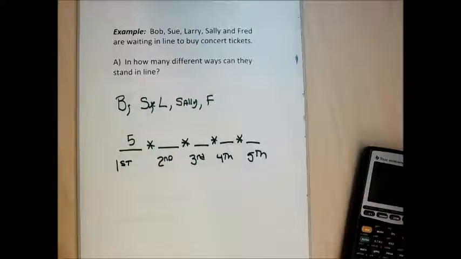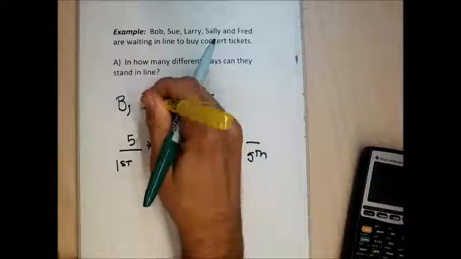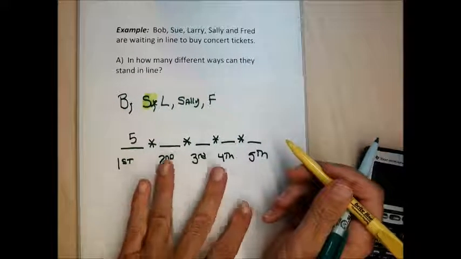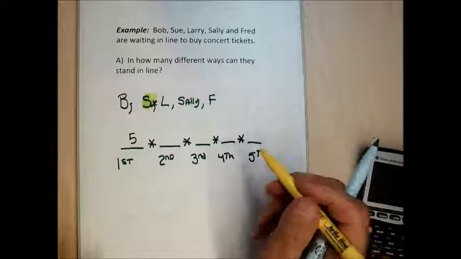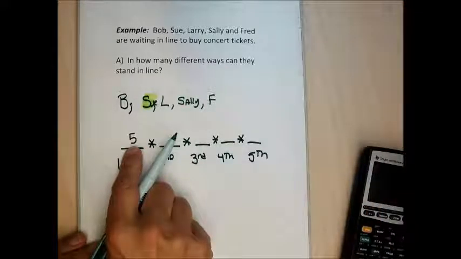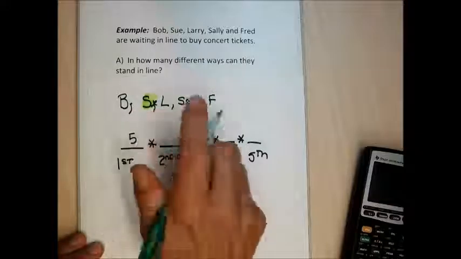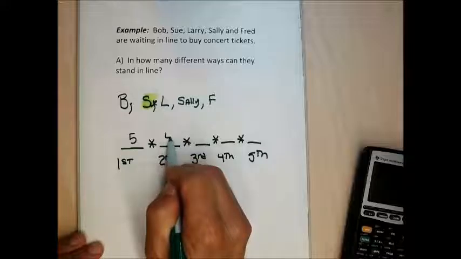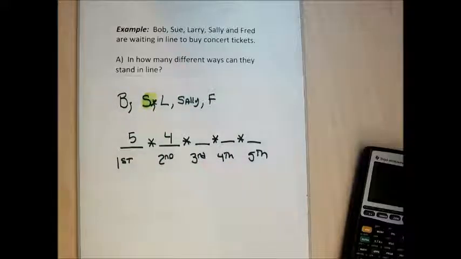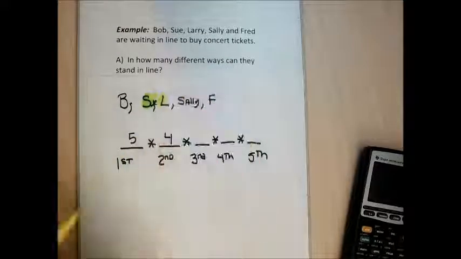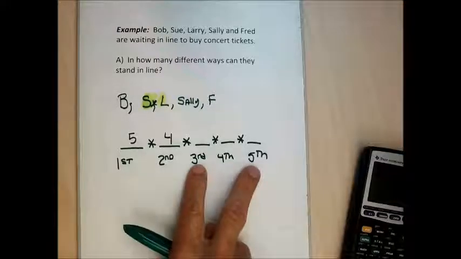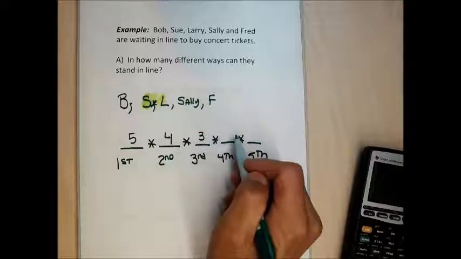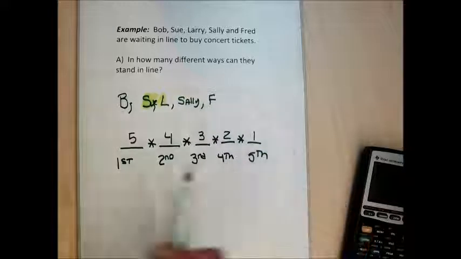But there aren't going to be 5 people that can line up second. Let's just pretend Sue is first. If Sue is first, she's already placed in line. She can't line up second, third, fourth, or fifth. So once I pick somebody to line up first, I only have the other 4 people that are available for the second slot. So this is like a without repetition, without saying without repetition. So let's say that Larry was second and Sue was first. Well, then for the third person, there's only the 3 people that aren't lined up yet.